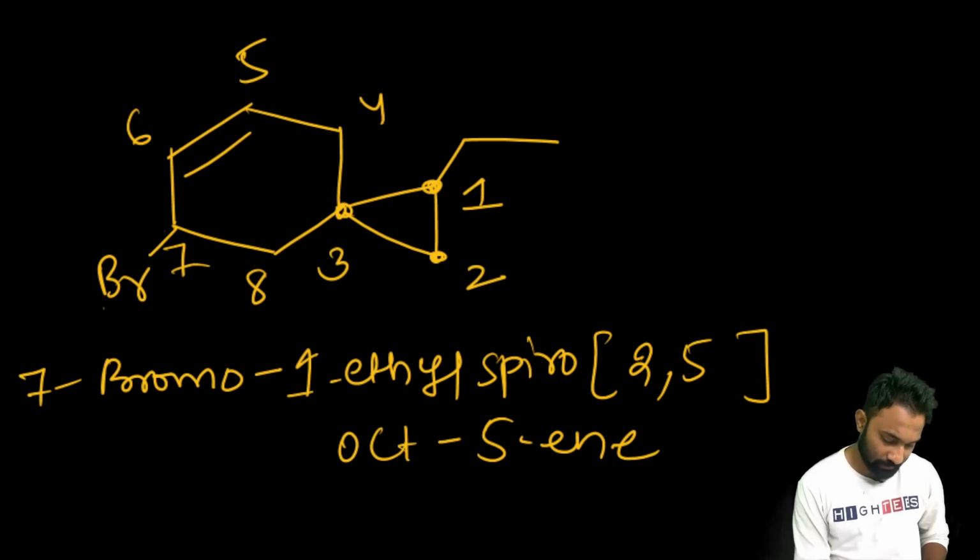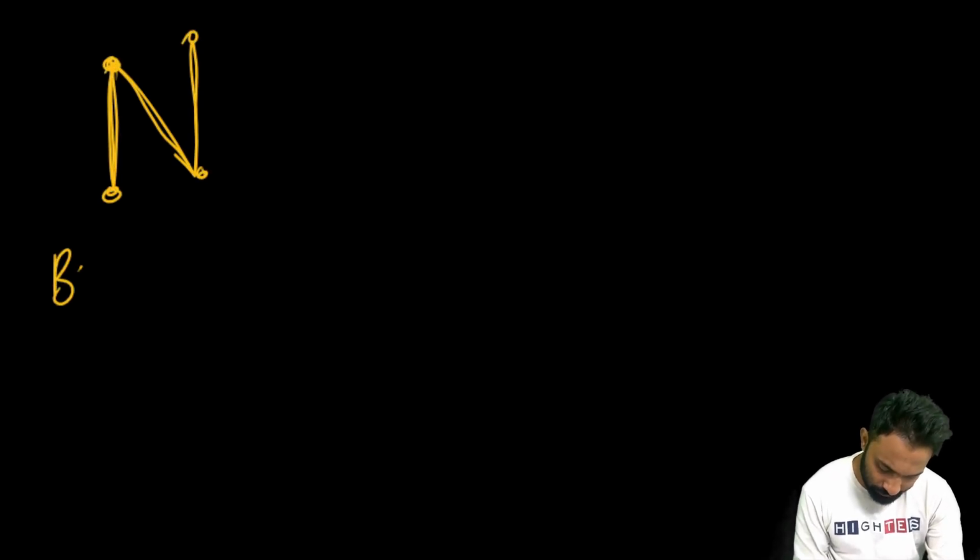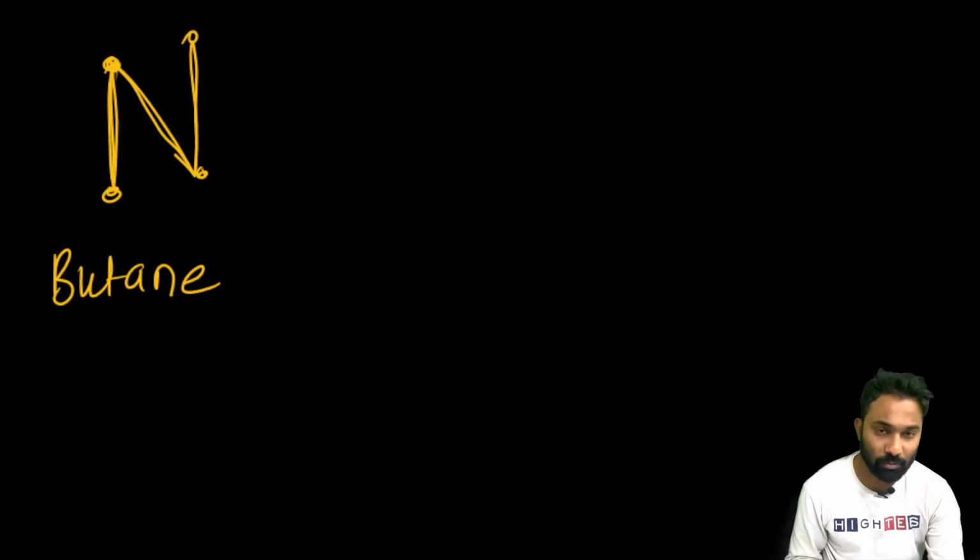Now we'll see how to write the IUPAC names for our names. Same, if my name is Navin, then how to write the IUPAC name for my name? Now let's see. My name is Navin, right? N. This is N. Now what is the naming of this compound? Here the name of this compound is 1, 2, 3, 4. This is butane.